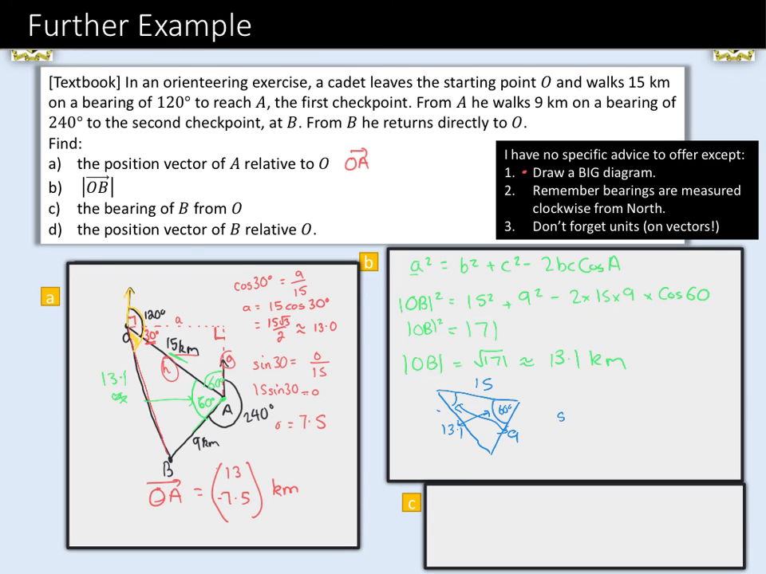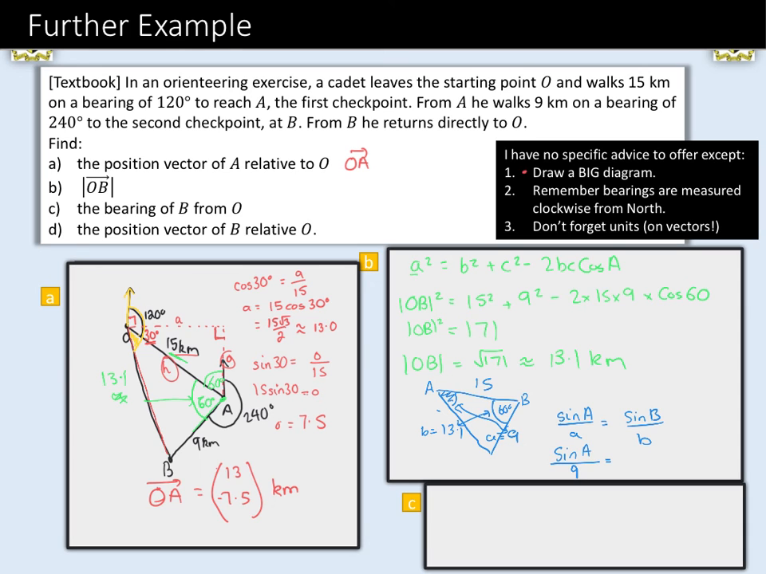Remember, it's going to be sine A over A, or A over sine A, it doesn't really matter which way you do it, equals sine B over B. So let's put all of that information in. We're looking for this angle here, so let's call that angle A, and let's call that angle B. This could be side B, and this can be side A here.